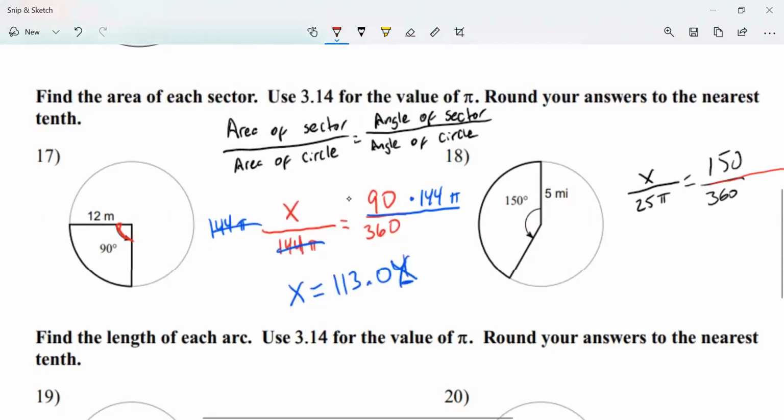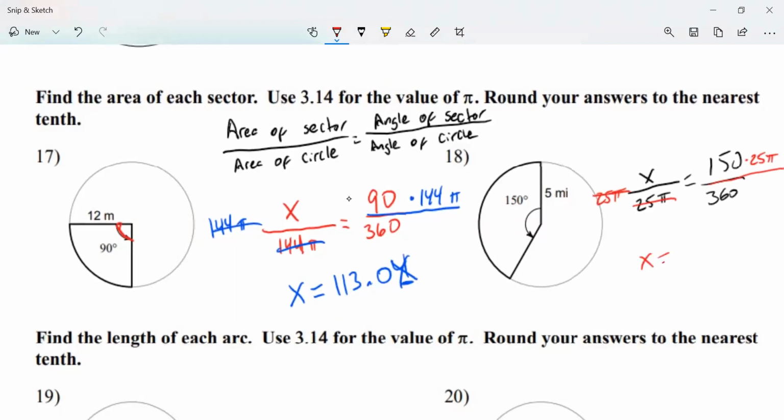Let me extend this fraction. Let me multiply both sides by 25 pi. I'm not going to show you guys my calculator, but I'm pretty sure you can see what I'm going to do. I'm going to go 150 times 25 times 3.14. That's everything I have on top of the fraction. Divide this by 360. According to my calculator, I get 32.70. Second decimal place is too small, so it's 32.7. Cool, that's not that bad.